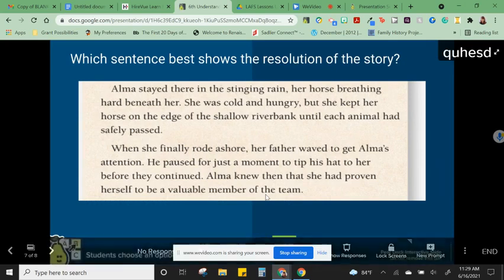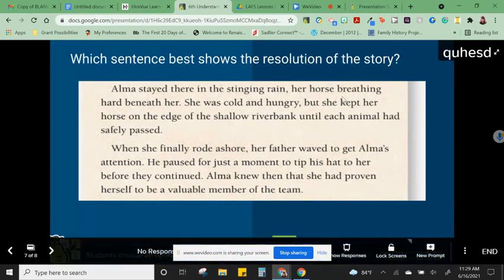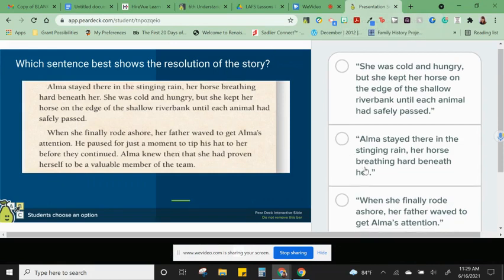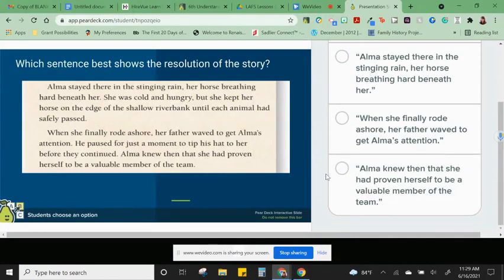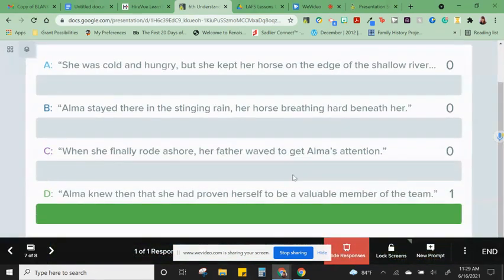So I want you to go ahead and choose an answer choice option that tells you which sentence best shows the resolution of the story. And again, from the student's perspective, they would see what I just read, and they would also have answer choices. So they could look through the answer choices and choose whichever one they think is correct. And then I can see from my side, when I show responses, the answer that each student has chosen.